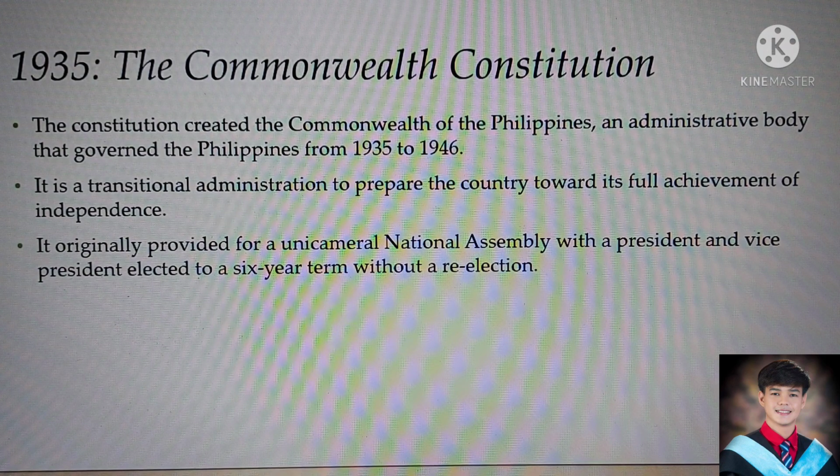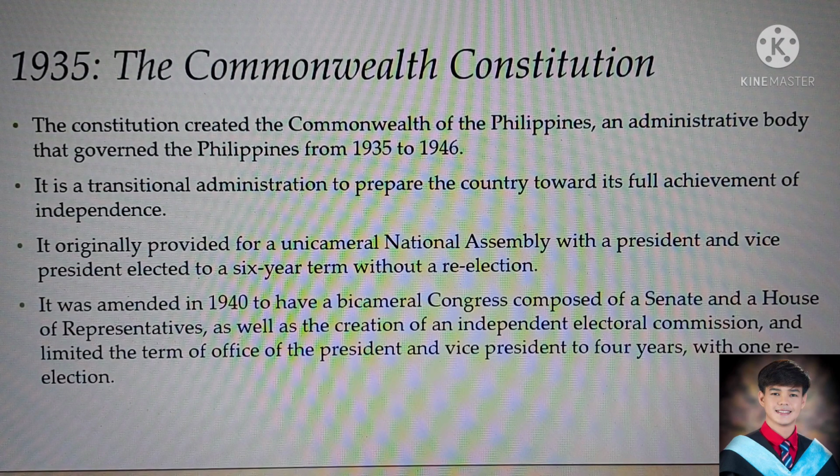napagkasundoan dito sa Commonwealth Constitution na yung tinatawag na National Assembly, it is unicameral. So walang senator, walang congressman, isa lang. Ibig sabihin ng isa lang, na tinatawag natin na National Assembly. Kumbaga, representatives lang, with the president and vice president elected to a 6-year term without re-election. So, mamumuno sila ng 6 na taon tapos wala nang re-election.